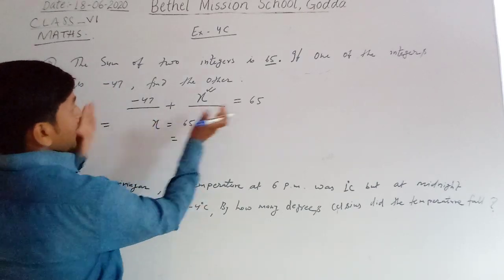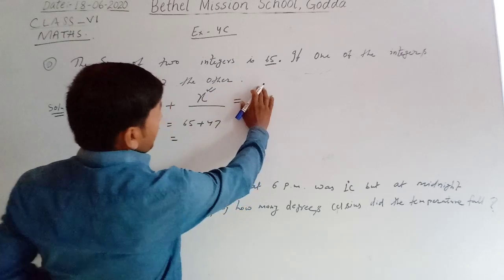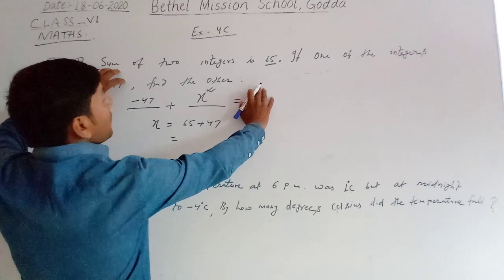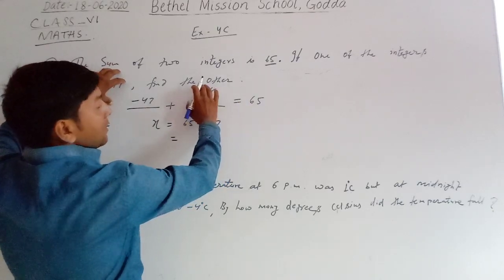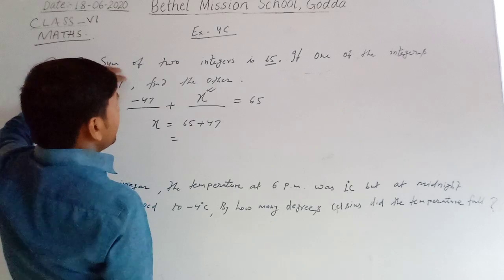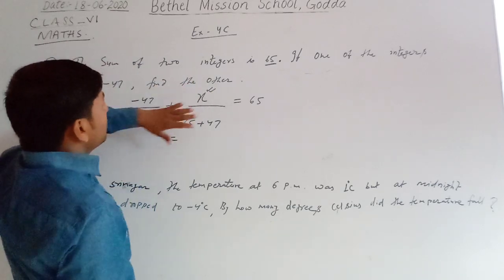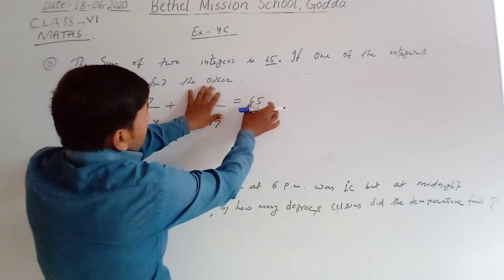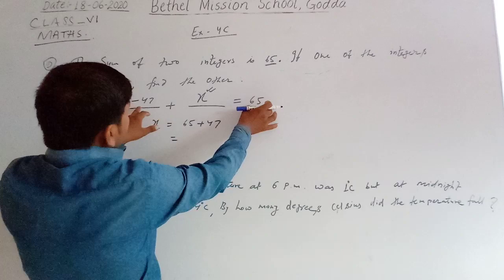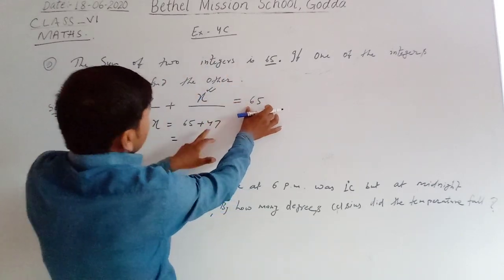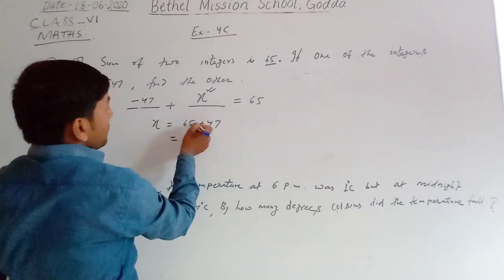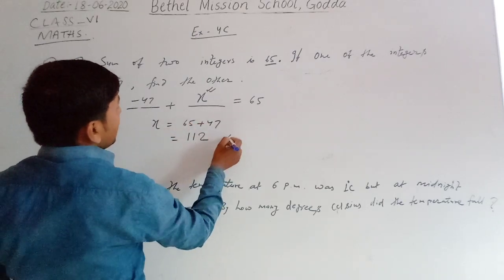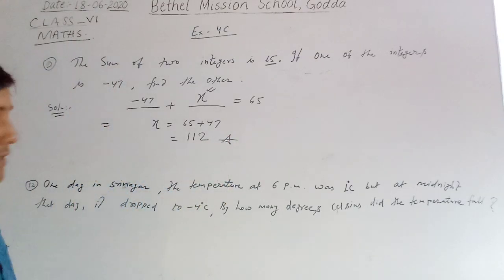Once again, there are two numbers whose sum is 65. One number is given, minus 47. You have to find the other number, x. So now take minus 47 to this side, where 65 is already. It is negative; when it changes side, it becomes positive. Now add both: 7, 5 is 12; 6, 4 is 10; and 1, 11. 112 is the answer.